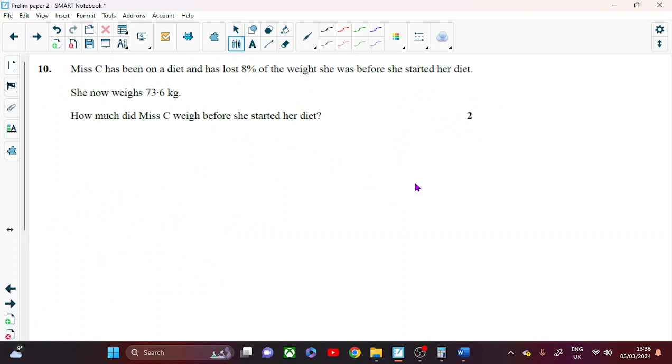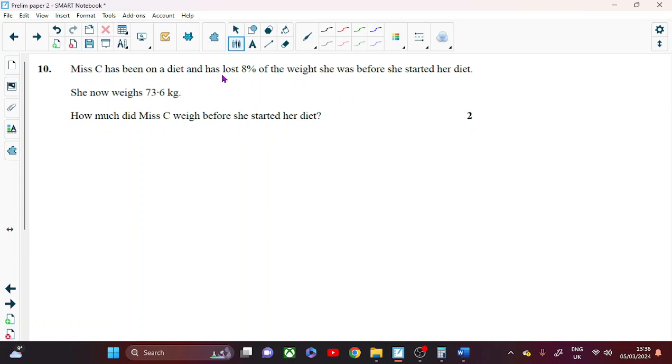Question 10. Miss C's been on a diet and has lost 8% of the weight she was before she started her diet. She now weighs 73.6 kilos. How much did she weigh before she started her diet? Let's start with, where is our 100%? This is the sort of question that will turn up in the first half of the paper. It's not usually near the middle.